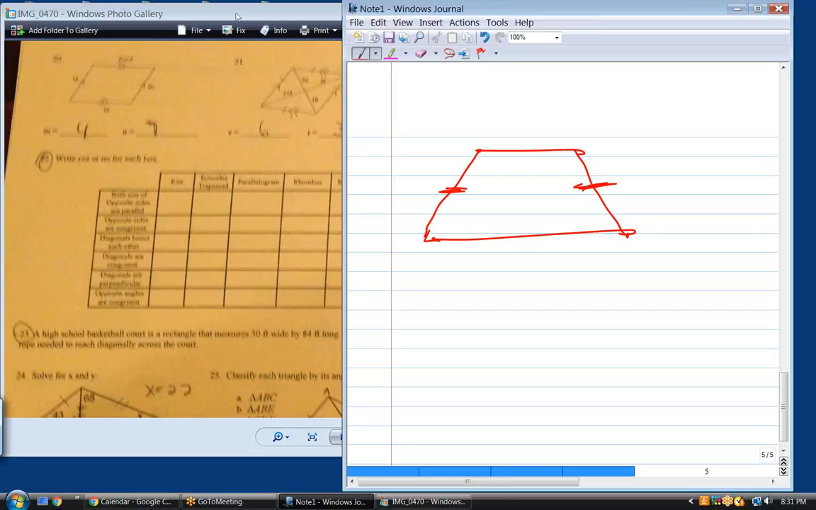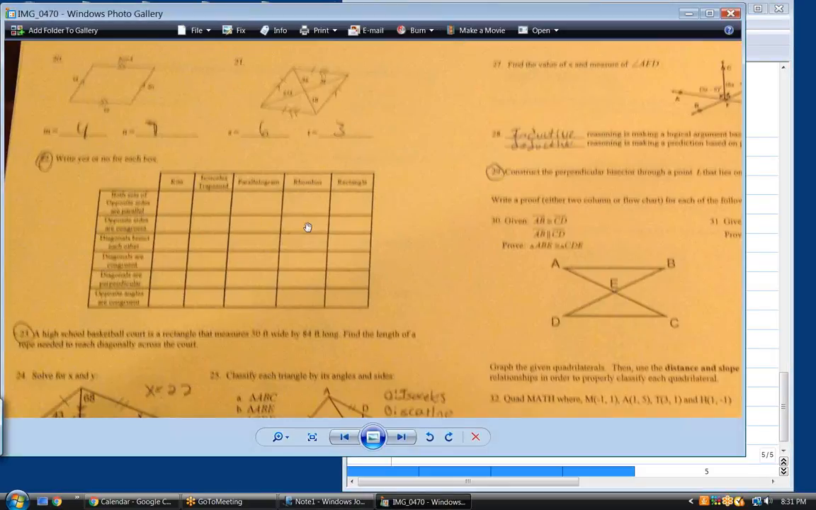How about a parallelogram? That'd be yes. Okay. Rhombus? Would that be yes? Uh-huh. Rhombus, remember, is four equal sides. That's what you should always think first when you think rhombus. Four equal sides. Well, that means opposite sides are congruent. Rectangle? Yes. Okay. This one says diagonals bisect each other. Is that true for a kite? Yes.